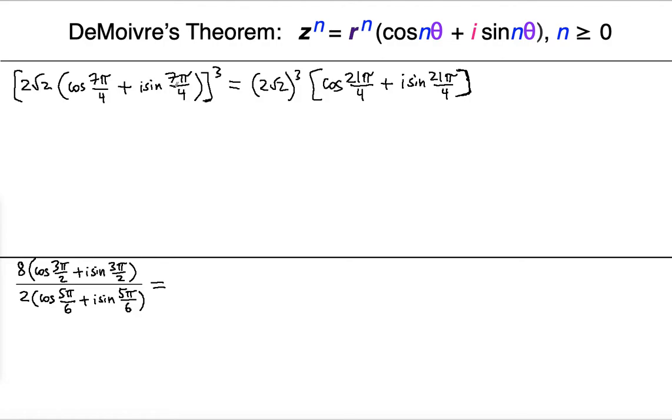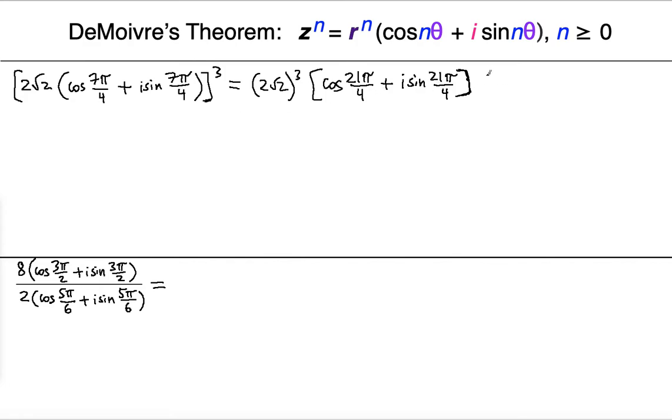And once again, I got 7 pi, multiplied by 3, and we got 21, right? Because the angle theta in this case is 7 pi over 4, and then the n value is 3. So 3 times 7 pi over 4 is 21 pi over 4.